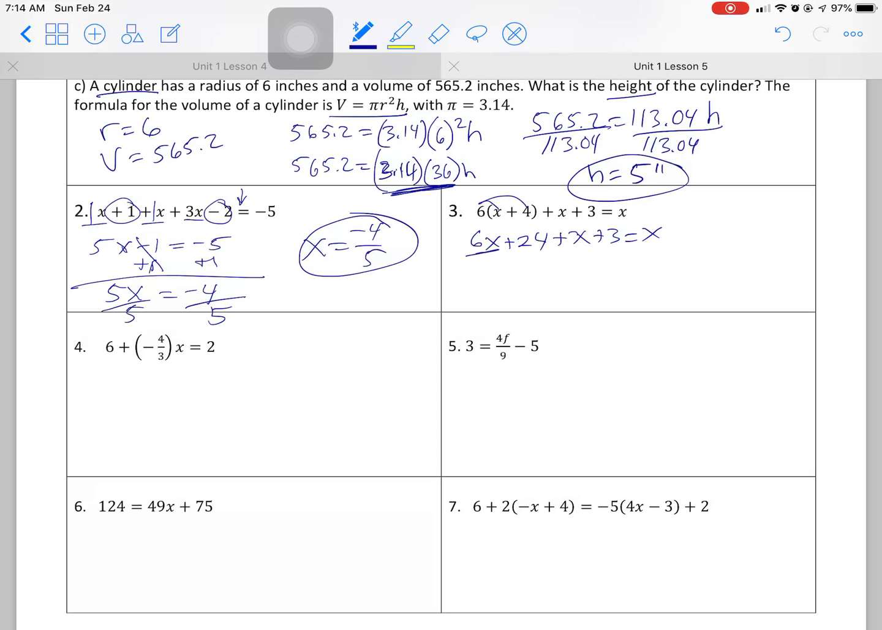All right, lots of x's. There's an x. There's an x. Combine like terms first. Combine. Okay, so that's plus 27 equals x.